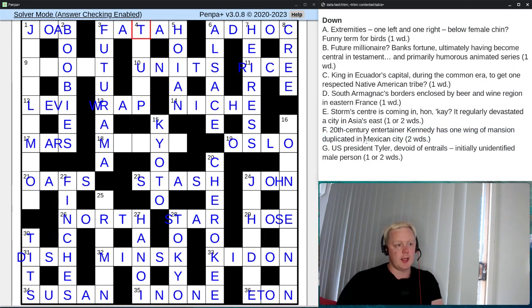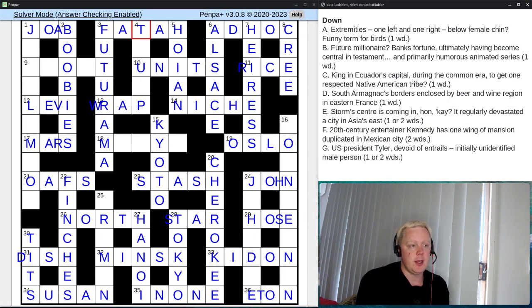20th century entertainer Kennedy has one wing of mansion duplicated in Mexican City. Now, one wing of mansion, the wings of a word are the first and last letter. Once again, we have many indicators for that in this puzzle, but wing is one of them. So this could be M or N. That is duplicated, so doubled, MM or NN potentially. And that is inside Mexican City.